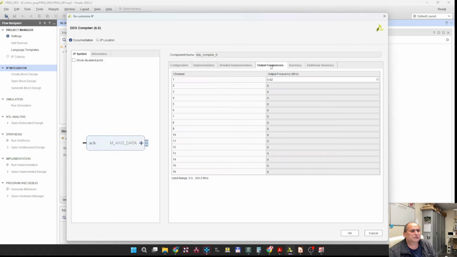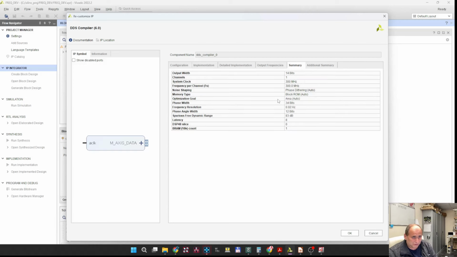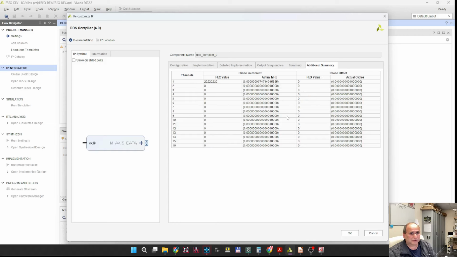Now let's tell this core what frequency we want. So we want a carrier of 10 megahertz. We said 10 megahertz, right? So choose 10 megahertz. If we go to the summary, it will tell us something interesting. It will tell us, you know what, you're not going to get exactly 10 megahertz. You're going to get 9.99999, which is very close to 10, right? And in order to get this carrier frequency, you need to add this phase increment.